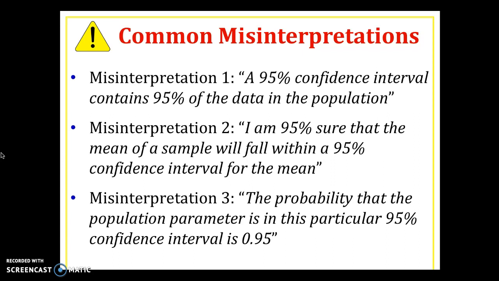Misinterpretation number 3: the probability that the population parameter is in this particular 95% confidence interval is 95%. And that is not true. Again, we're not looking at the probability of any one specific interval. That 95% pertains to the total number of confidence intervals that come from different samples.